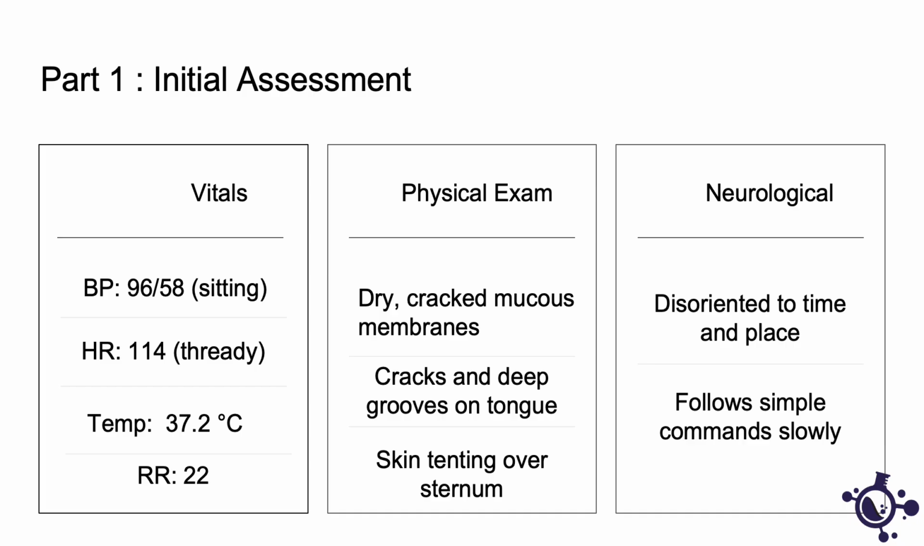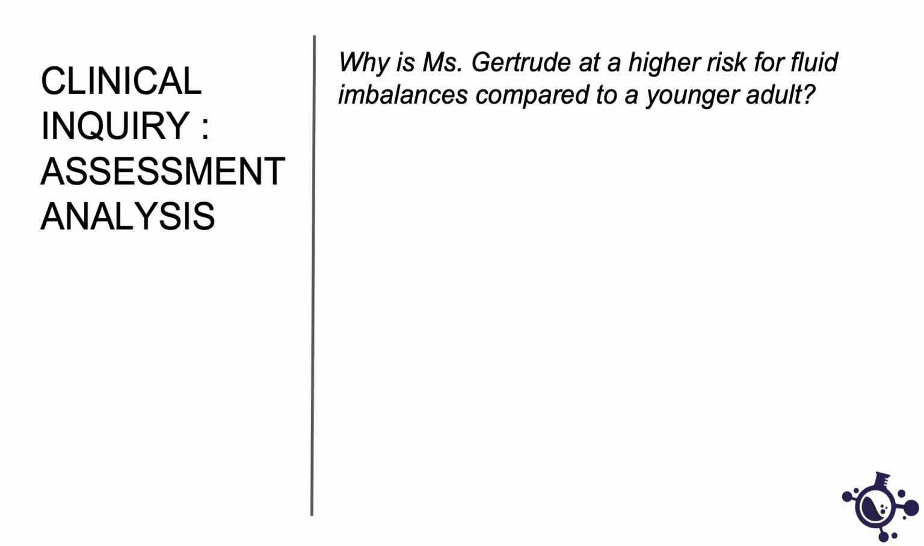I hope this is making sense to you. So our question here, let's do a little bit of a quick discussion, and I'll pause for a little bit so you guys can answer on your end, okay, and think about it a little bit. But why is Miss Gertrude at a higher risk for fluid imbalances compared to a younger adult?